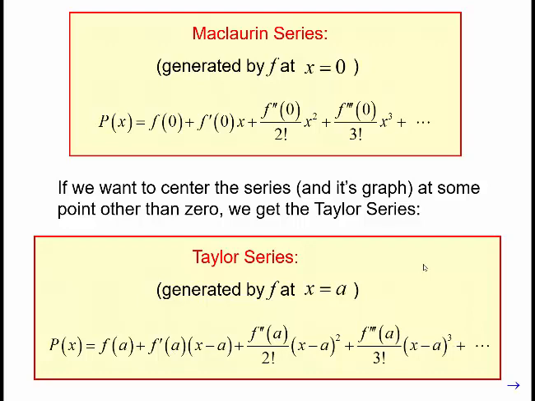And you can see it's slightly different. It's f of a, f prime of a, and instead of just 0 times x, you get a times x minus a. Instead of 0, you get a. Instead of x squared, you get x minus a squared, and so on. And that's all a Taylor series is. So like p sub 1 would be the 1st degree polynomial, p sub 2 would be the 2nd degree polynomial, and so on.